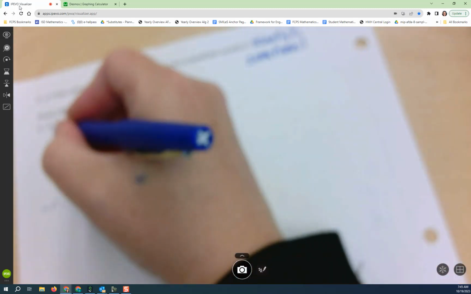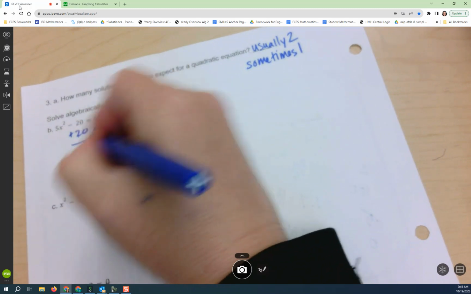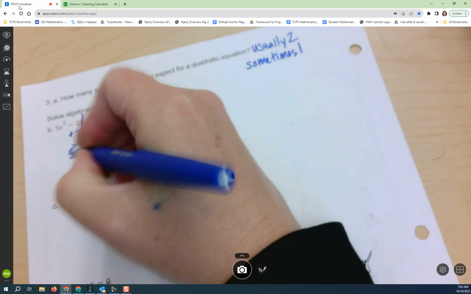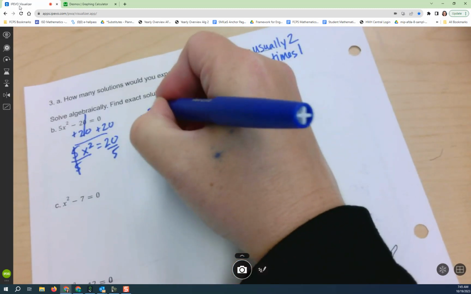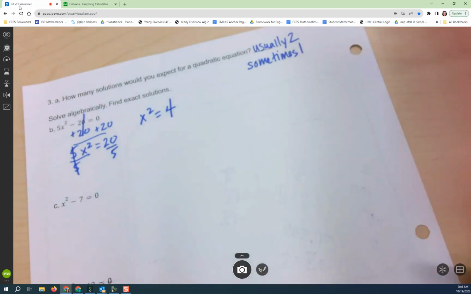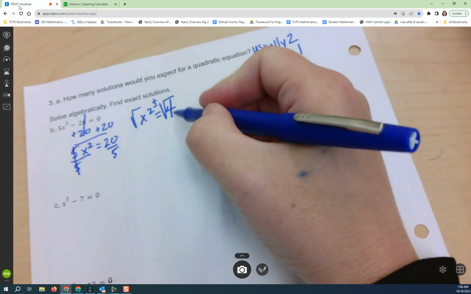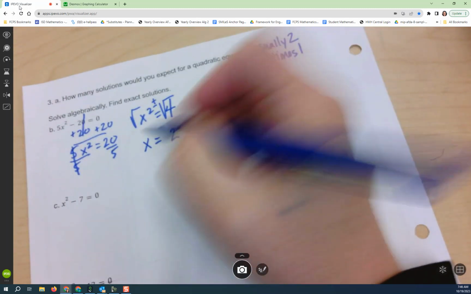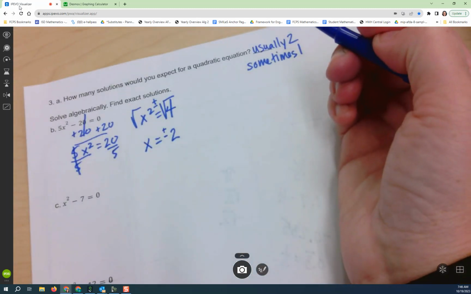So we have to remember that when we're solving, we're usually going to find 2 solutions. So I'm going to solve this by isolating the x squared. I'm going to add 20, and I get 5x squared equals 20. And then divide by 5, and I get x squared equals 4. So remember that there's 2 solutions here, because I can square root this, plus or minus, and I'll get x equals 2, but x can also equal negative 2, because negative 2 squared is also 4, so plus or minus 2.